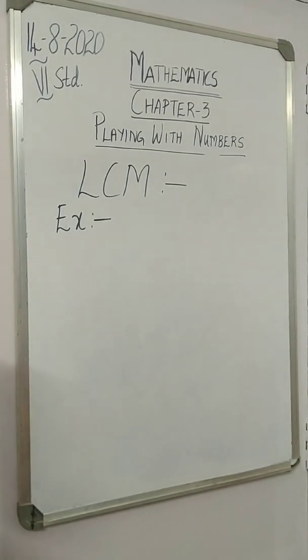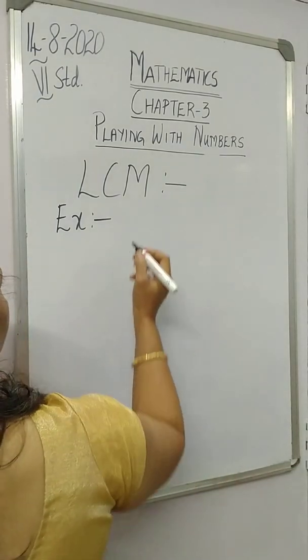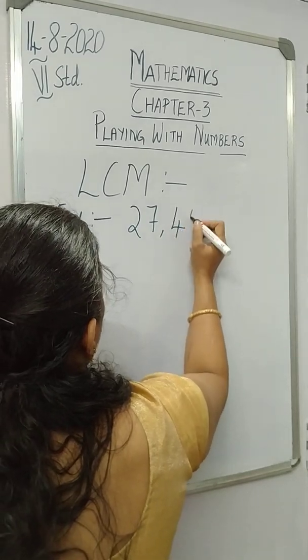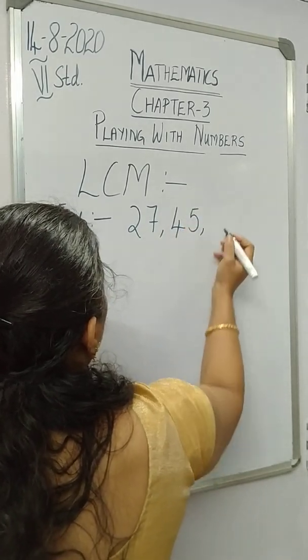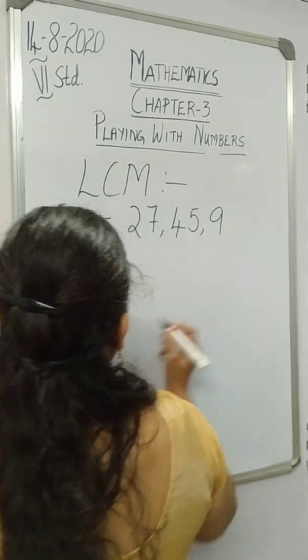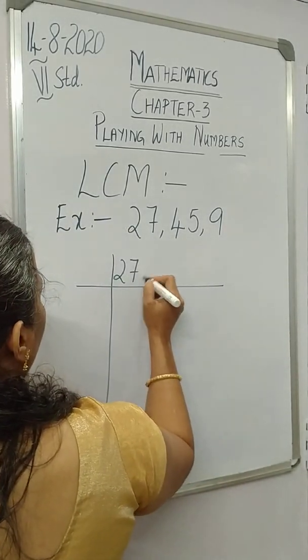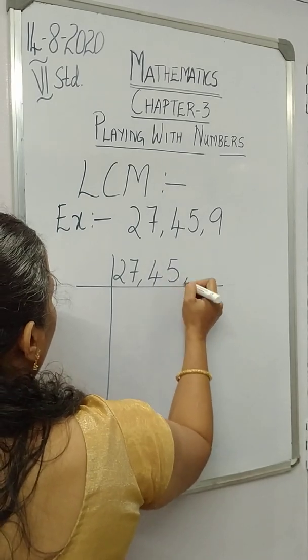Children, practice all the sums at home. If you are not doing it, you will not be able to understand anything. Okay? Let us do another example. 27, 45 and 9. Yes? Now, let us take all these numbers. 27, 45 and 9.